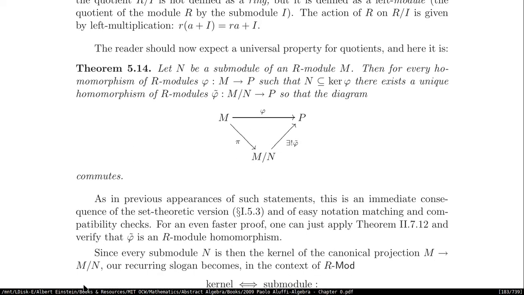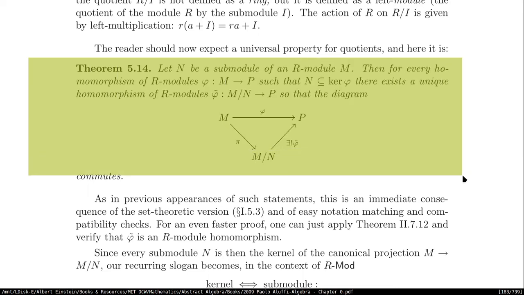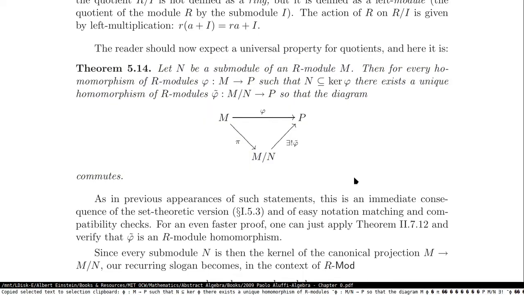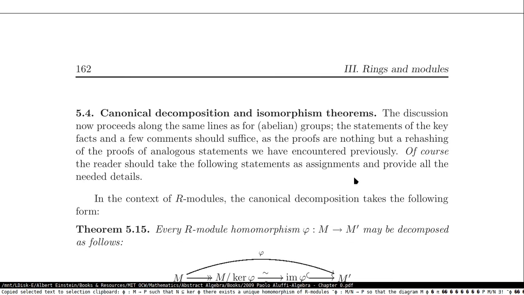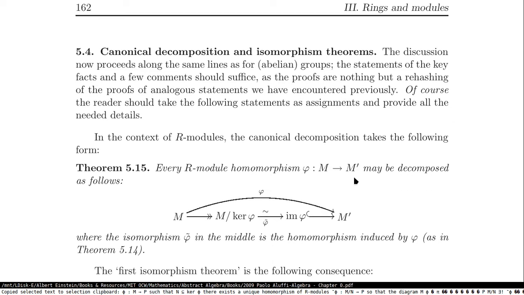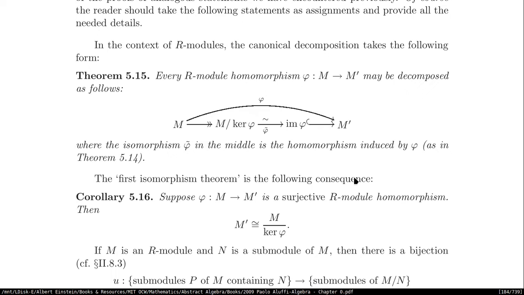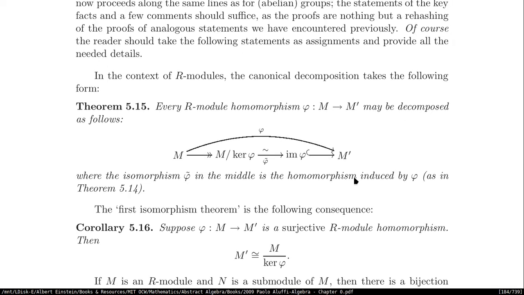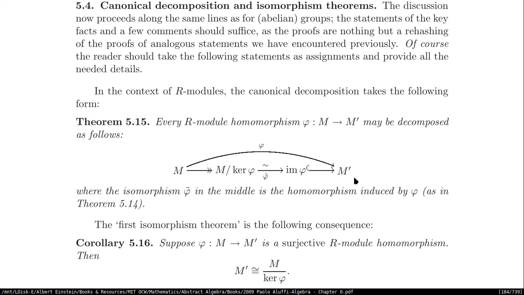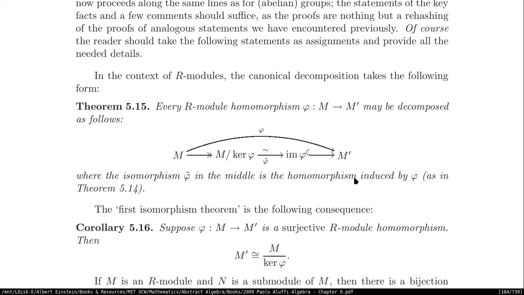This is the thing that we saw, the diagram. The canonical decomposition, right? Remember, we saw that in terms of groups when we were doing it from Aluffi. And the Aluffi way of making diagrams and putting it in the context of canonical decomposition makes sense.